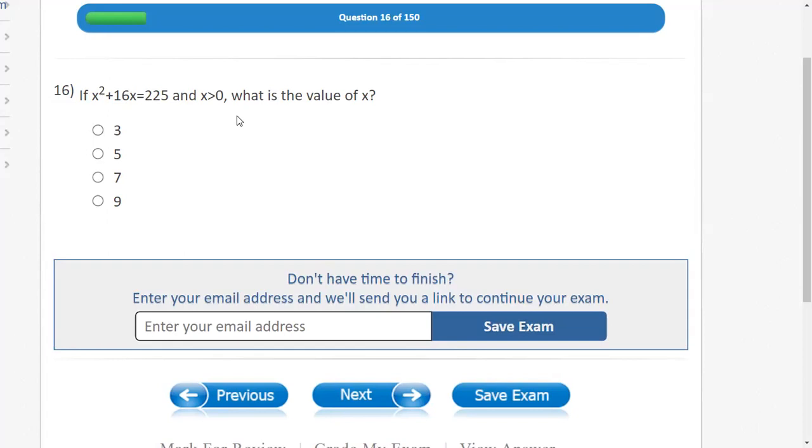It cannot be 3 or 5. I think it's 9, because if you factor out x minus 9, you get x equal to 9 and then x equal to negative 25. So I'm going to go with 9, the last one. The second way is to put in 9: 9 squared is 81, plus 16 times 9.